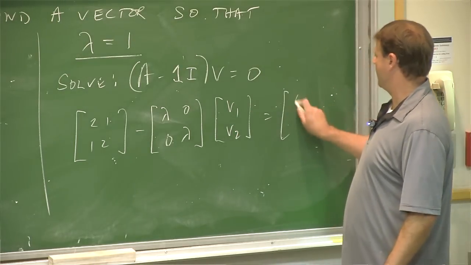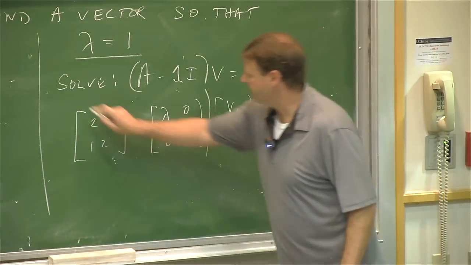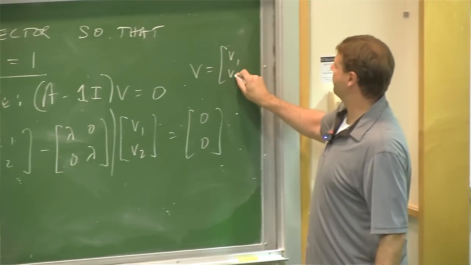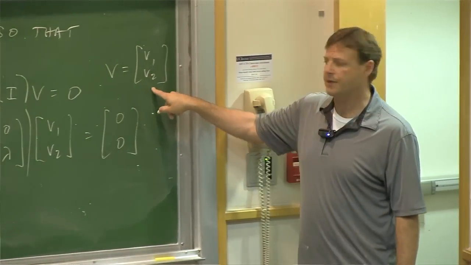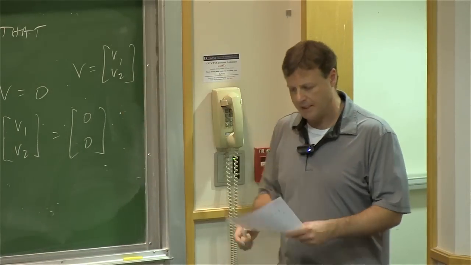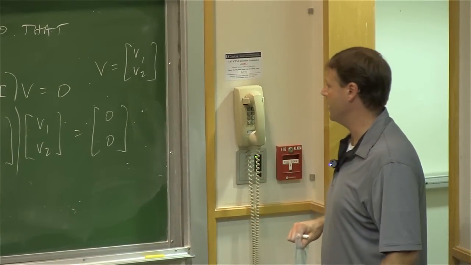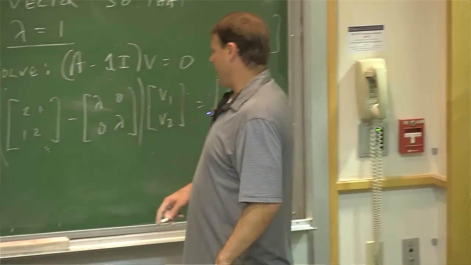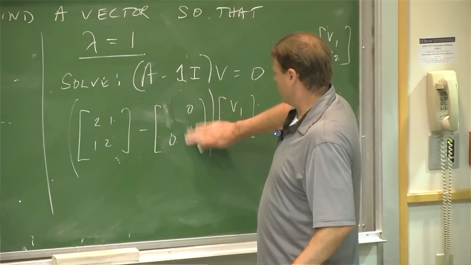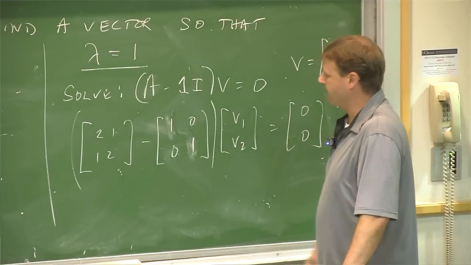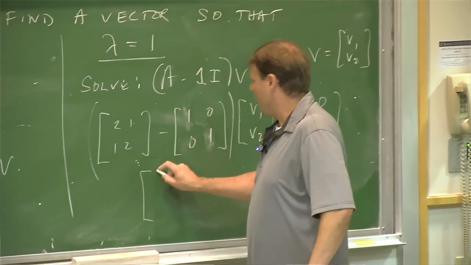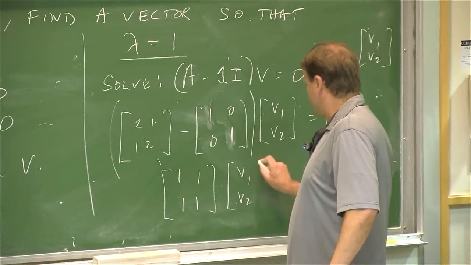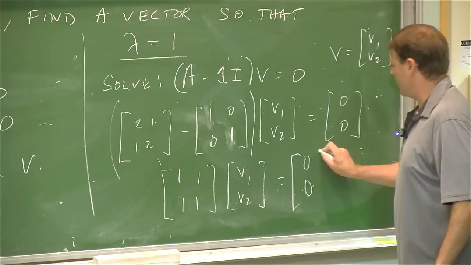There's V. This is my goal, to solve for this. I want to find out what this vector is. So that means I need to know what V1 is, and I need to know what V2 is. Okay, what about here? Lambda equals 1, so let's just put a 1 here. So now subtract those. I get [1, 1; 1, 1] times [V1, V2] equals [0, 0].